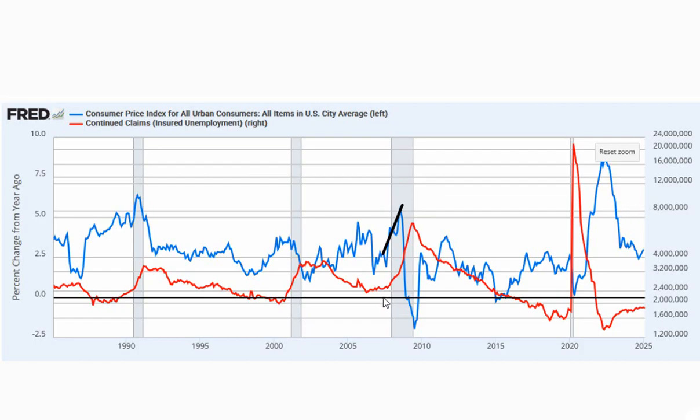But here, pattern, and again, continuing claims. These are the people that continue to receive benefits, and again, it turns back up. Again, like the unemployment rate talked about, which is already predicting we're going to have a recession. We're going to get that jobs data next week. It's already predicting we're going to have a recession.